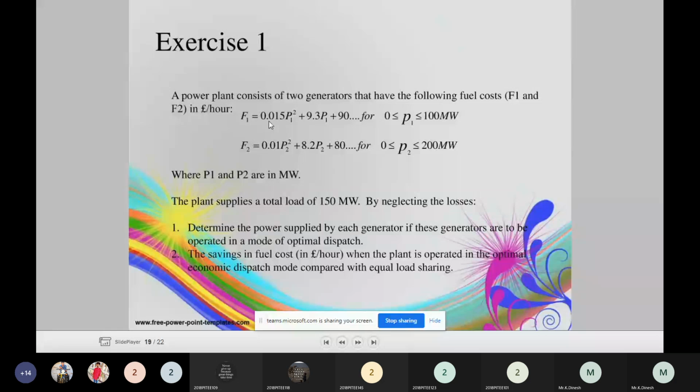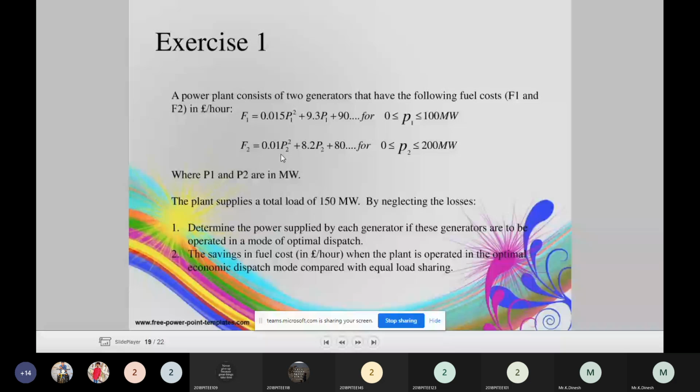So F1 is 0.0115 P1 squared plus 9.3 P1 plus 90, for 0 less than or equal to P1 less than or equal to 100 megawatts. The maximum limit is given. Likewise, for the second power plant, F2 is 0.01 P2 squared plus 8.2 P2 plus 80, for P2 greater than or equal to 0 and less than or equal to 200 megawatts. So P1 and P2 are in megawatts.